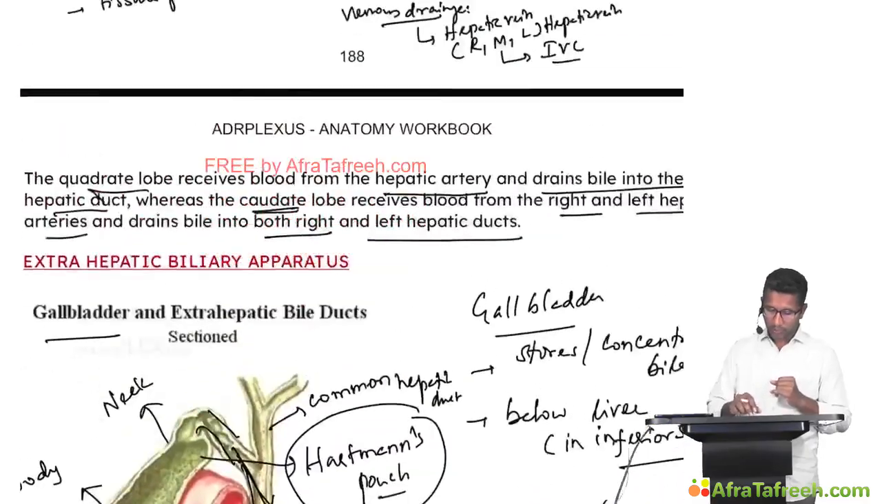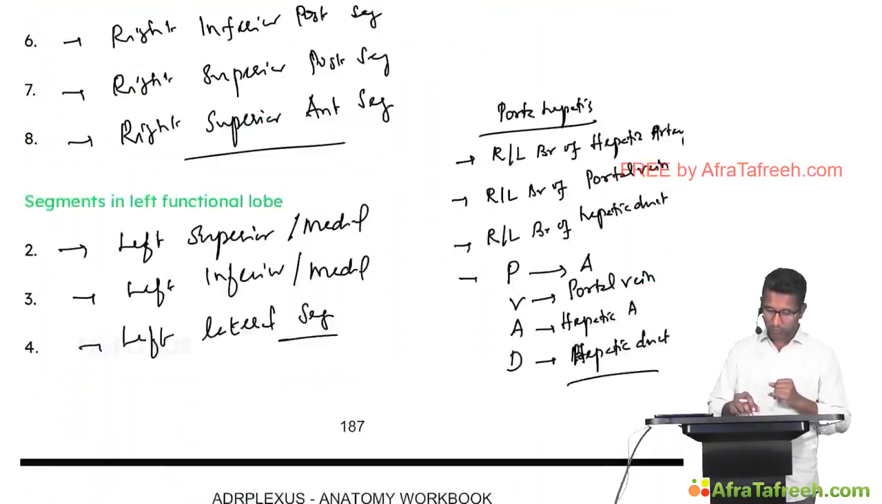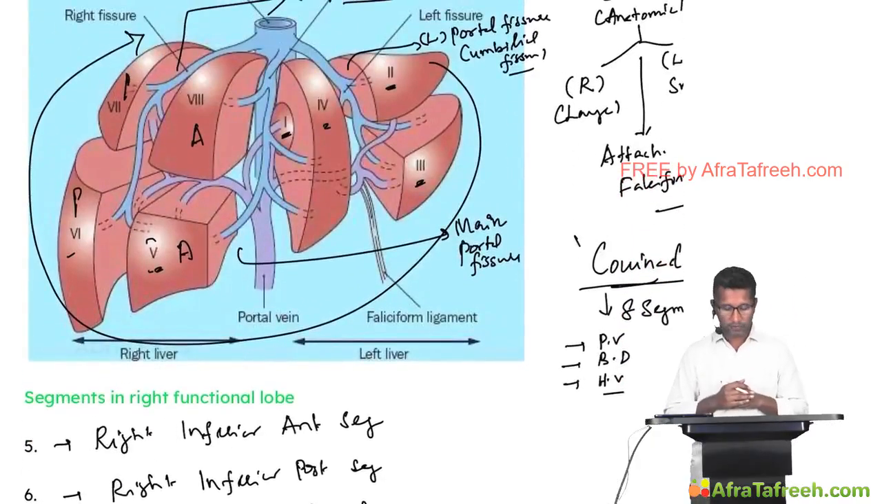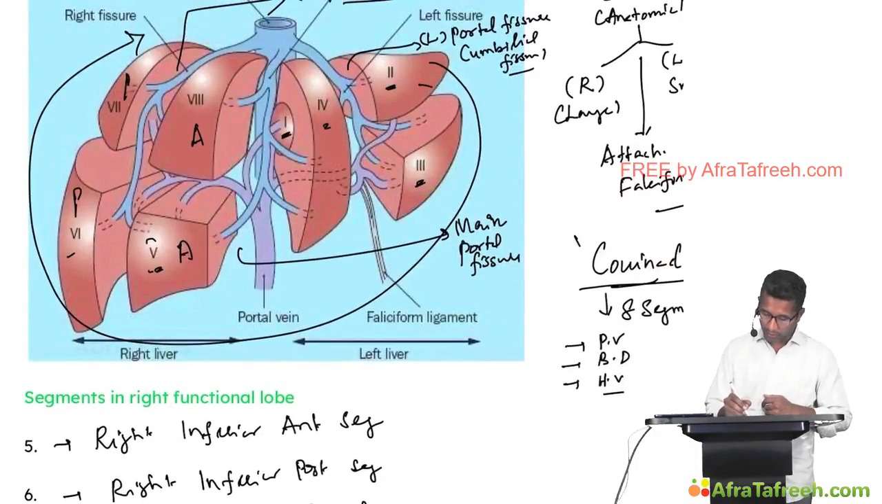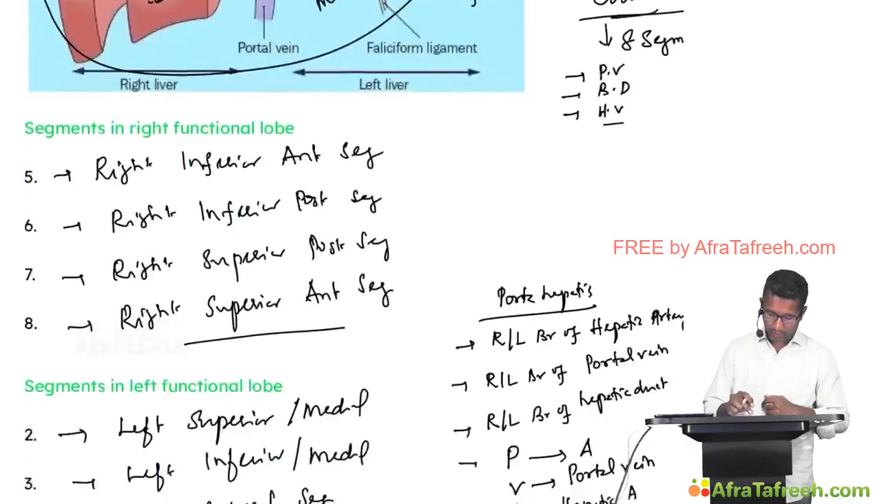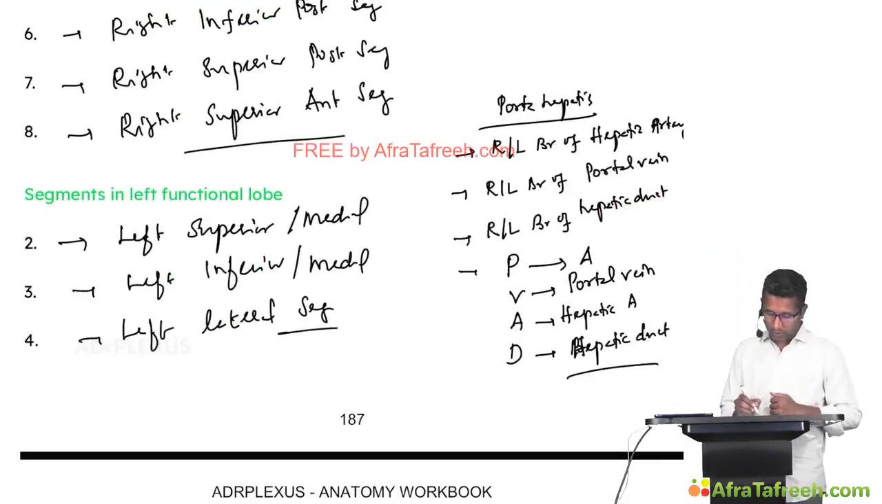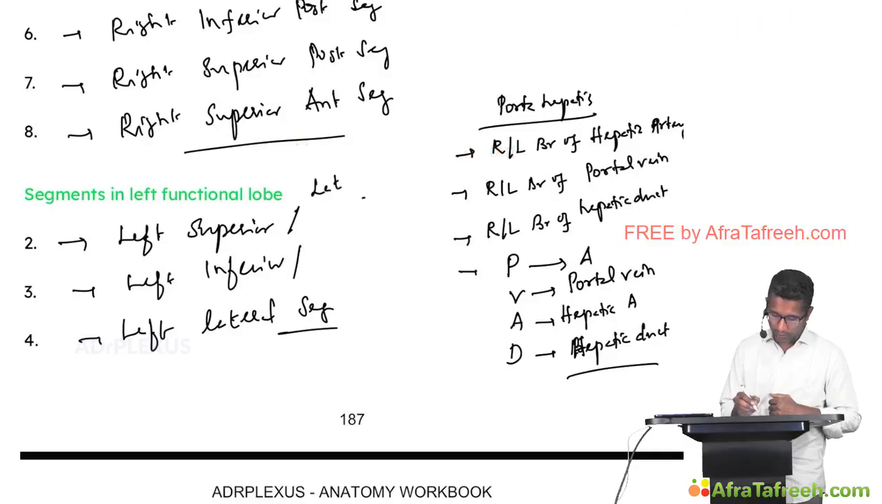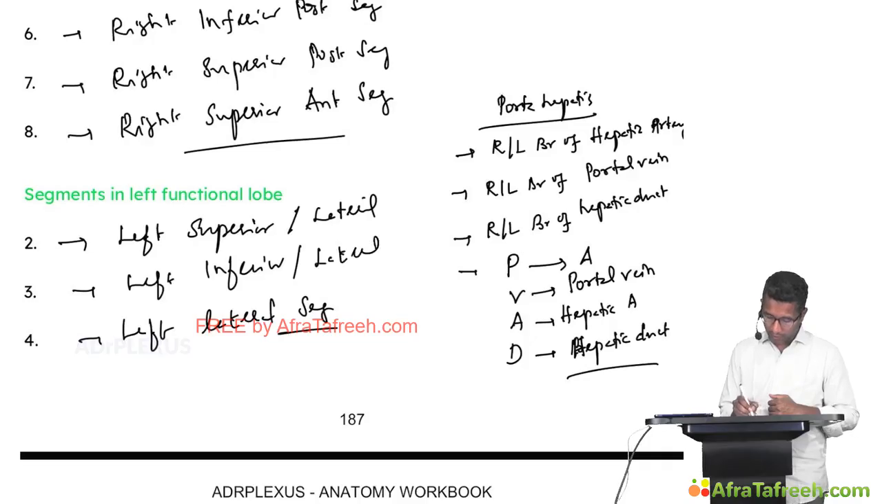Yes, it is correct. If you see the division of the functional segments of the liver, on the left side these segments are called the lateral segments, and this is called the medial segment. So please correct it in the notes. Segment 2 is the left superior lateral segment, 3 is the left inferior lateral segment, and 4 and 1.